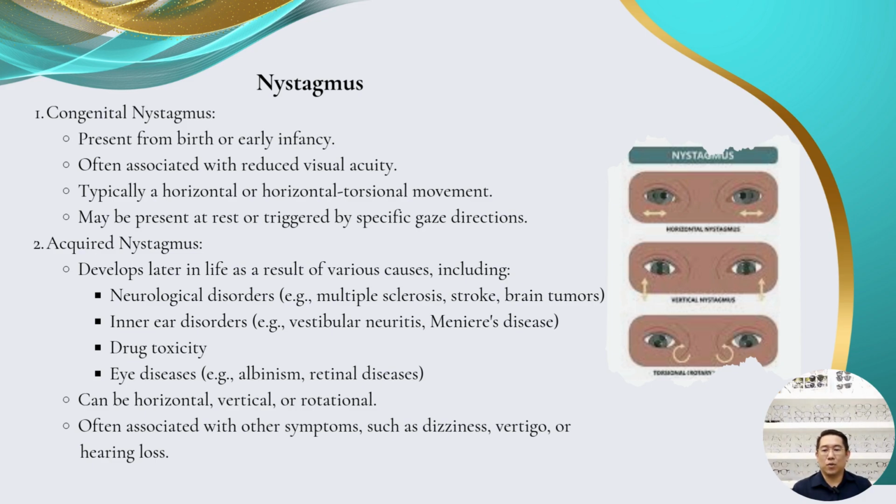The second type will be acquired nystagmus. This type develops later in life, and can result from neurological disorders, inner ear problems, drug toxicity, or eye diseases such as retinal disorders. It can manifest as horizontal, vertical, or even rotational movement. Unlike congenital nystagmus, acquired nystagmus is often accompanied by additional symptoms like dizziness, vertigo, or even hearing loss.